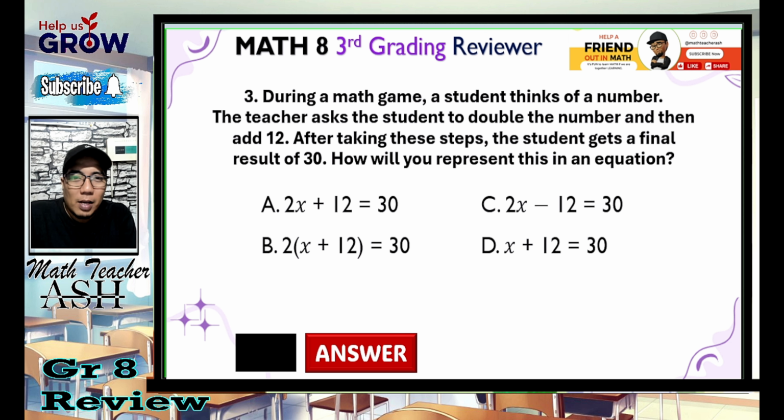During a math game, a student thinks of a number. The teacher asks the students to double the number and then add 12. After taking these steps, the students get a final result of 30. How will you represent this in an equation? Is it A, 2x plus 12 is equal to 30, B, 2 times the quantity x plus 12 is equal to 30, C, 2x minus 12 is equal to 30, or letter D, x plus 12 is equal to 30? I'll give you 5 seconds to think about your answer.